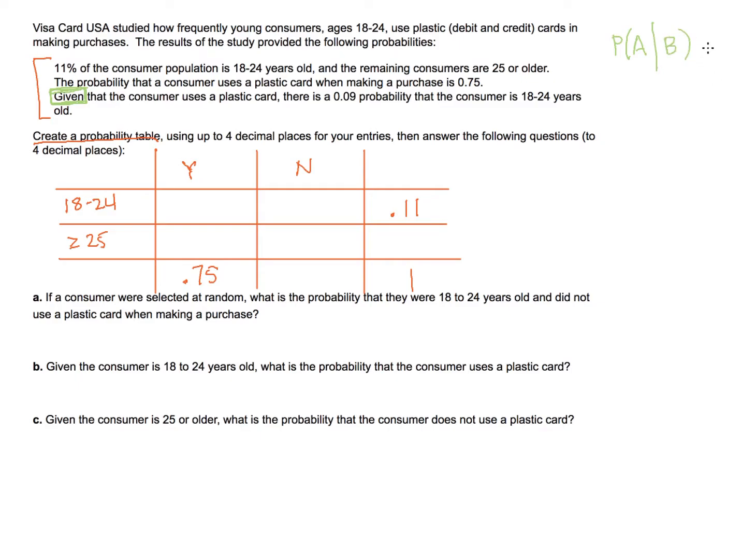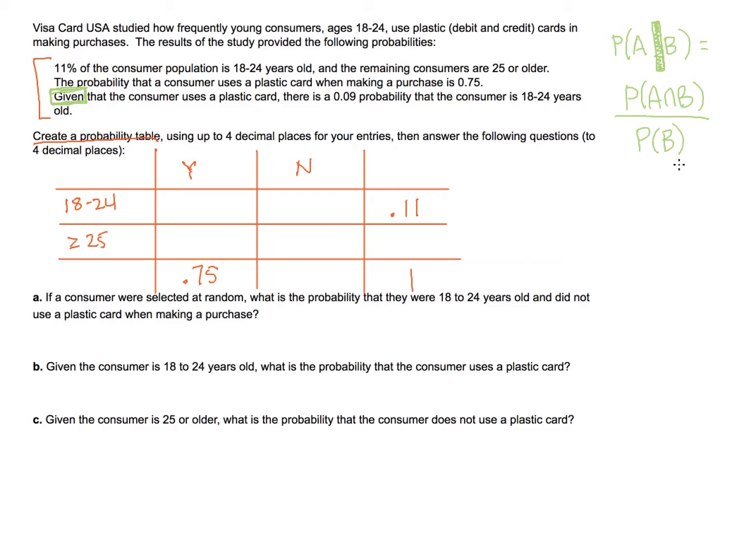Hopefully that looks familiar. And the big thing here is to remember that that line is a stand-in for the word given. So as you're reading this, it's P of A given B. Our formula is going to be, and this is something you have to memorize, the intersection of A and B divided by whatever is in that B position, divided by your P of B.